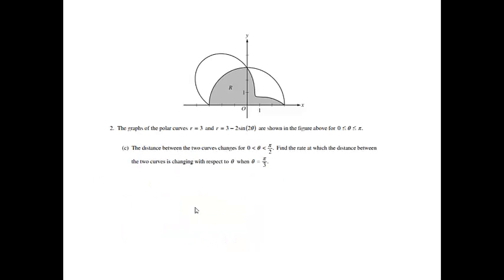Okay, part C. The distance between the two curves changes for 0 to pi over 2. Find the rate at which the distance between the two curves is changing with respect to theta when theta equals pi over 3. So it's asking me to find the rate at which the distance between the two curves is changing with respect to theta. So that's what I'm looking for. So I need to first of all figure out what that distance is. So I need a distance formula for this.